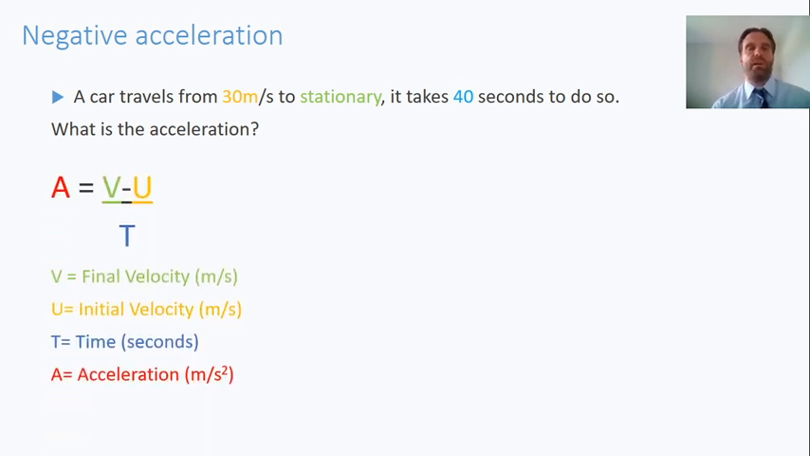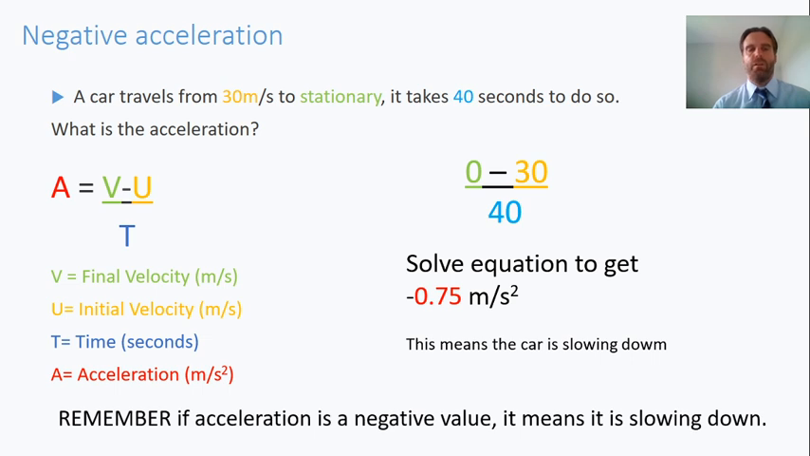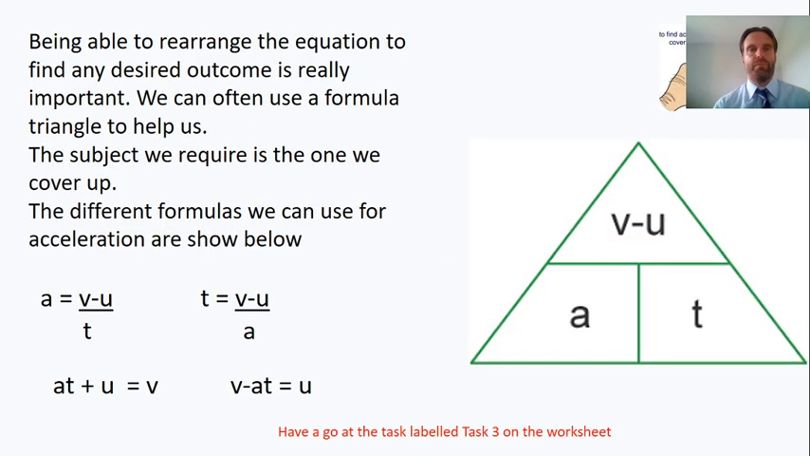But we need to put our values in the formula in the same order as we have done before. So stationary, 0, is the final velocity, and 30 was the initial velocity. So we've actually lost 30 meters per second in terms of our speed, and that took 40 seconds to do it. So this time we've got a negative acceleration of minus 0.75 meters per second squared. The car is slowing down. So if acceleration is a negative value, it means it's slowing down.